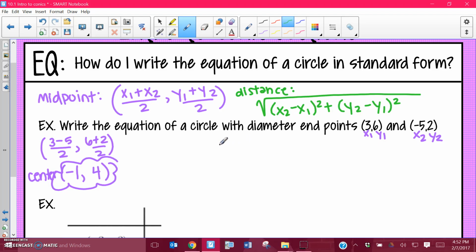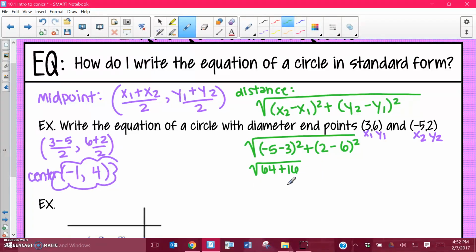So if we plug in our points, we will have x2, so negative 5, minus 3 squared plus y2 minus y1 squared. All that's going to do is get rid of my negatives, thank goodness, because I can't take the square root of a negative. That gets me negative 8 squared is 64. Remember, no more negatives. Negative 4 squared is 16. Okay, and so that ends up getting me the square root of 80. So this is the diameter of my circle.